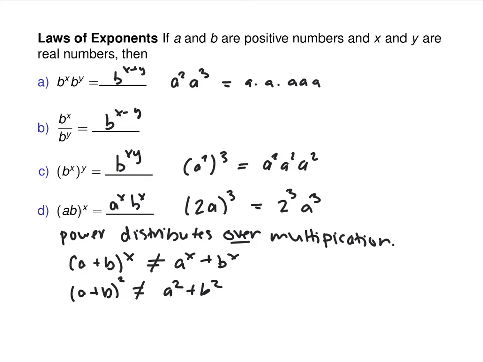And one more thing, let's add in really quickly an e, because this one's going to come up. What if you have something to a negative power? You punish it and send it to the basement. 1 over b to the x. You Lilo and Stitch it.